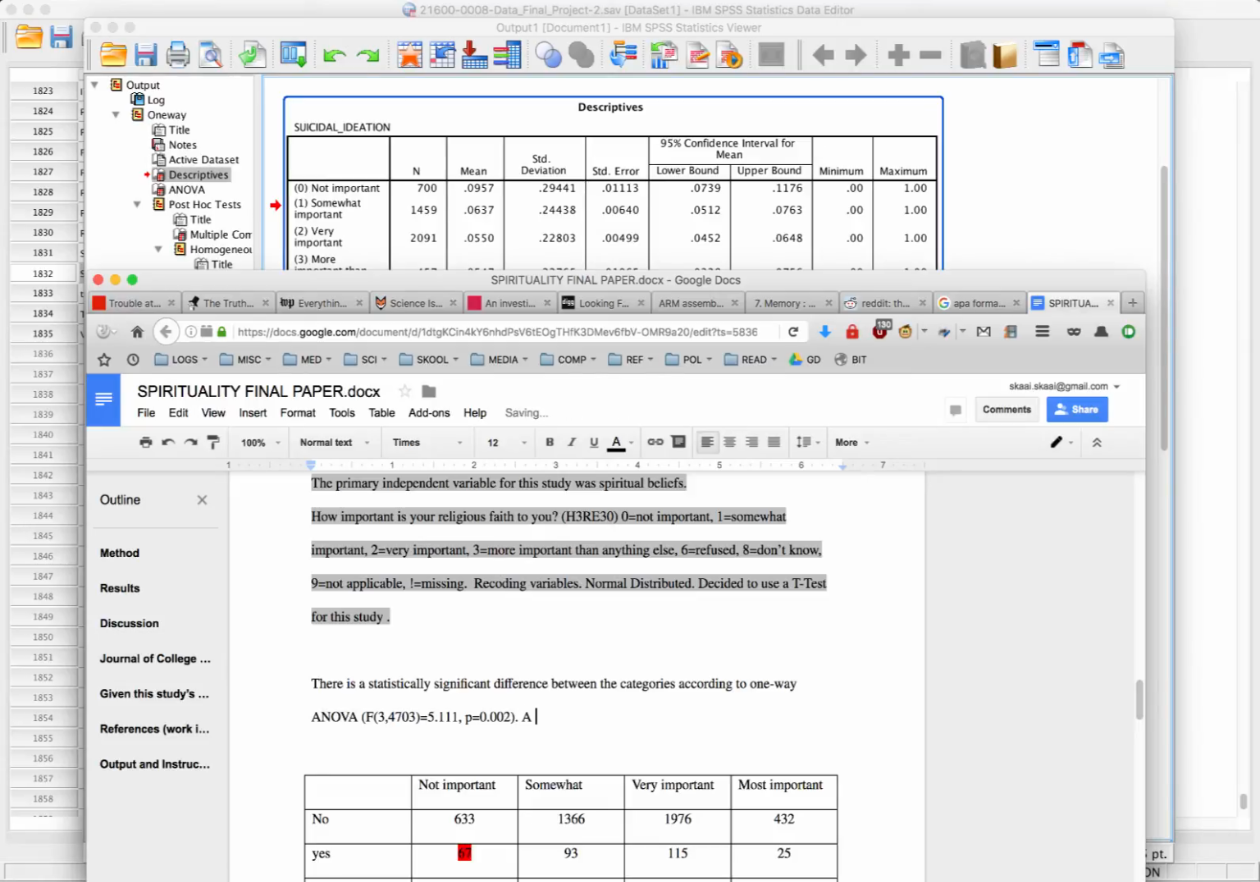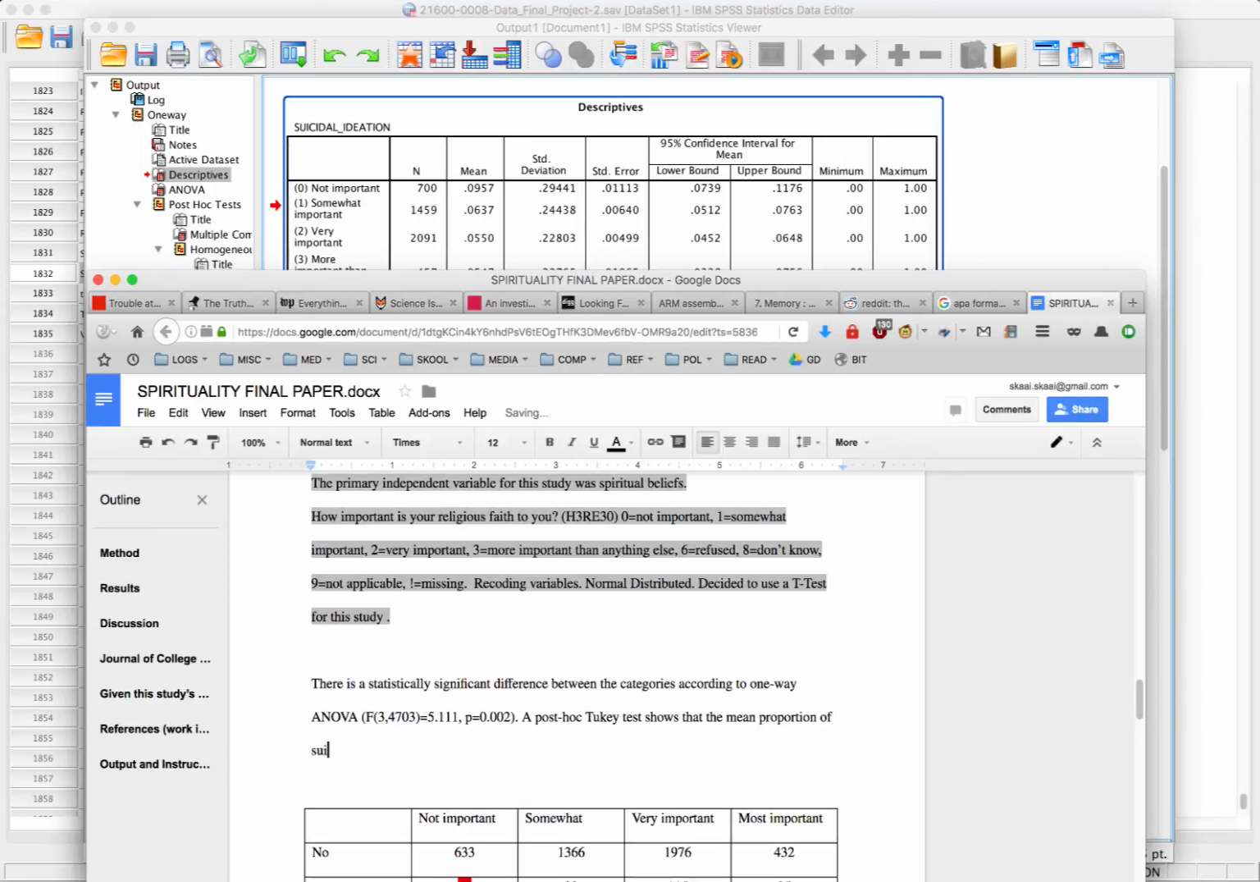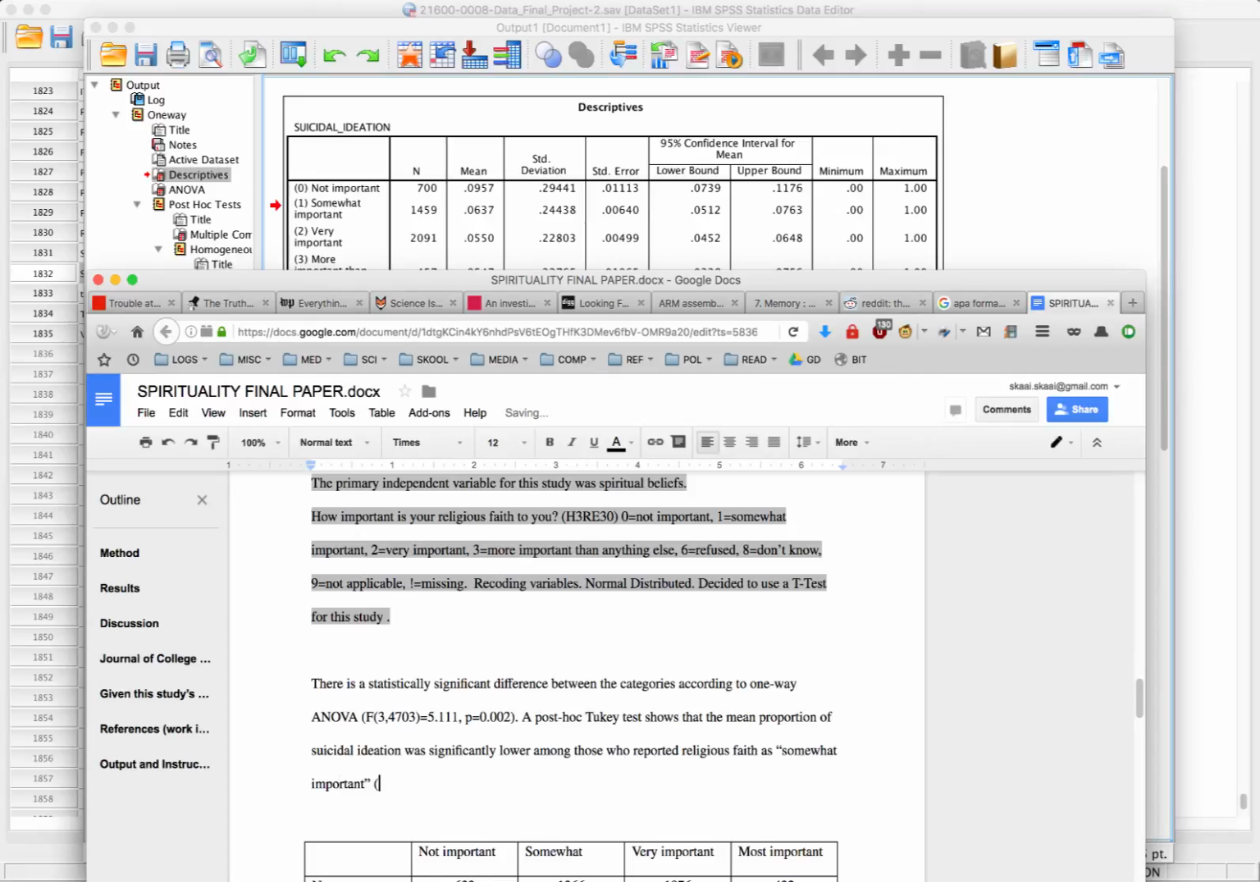Now we report that a post hoc Tukey test shows that the mean proportion of suicidal ideation was significantly lower among those who reported religious faith as somewhat important, okay, and that is somewhat important.